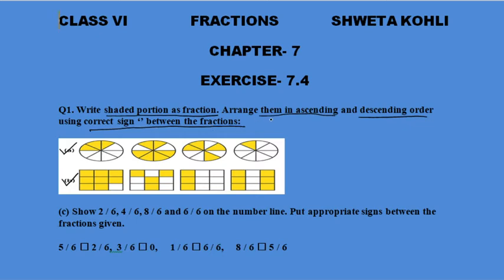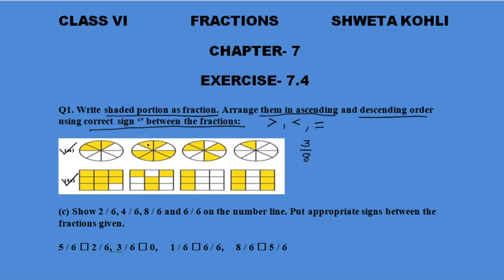Which sign do you have to use? These signs you have to use while showing the ascending and descending order. So let us start. How many parts are there in the figure in the circle? Total parts 1, 2, 3, 4, 5, 6, 7, 8. Total parts are 8. So in the denominator you will write down the total parts, and how many are filled? 3 parts are filled. So 3 by 8 is the fraction.